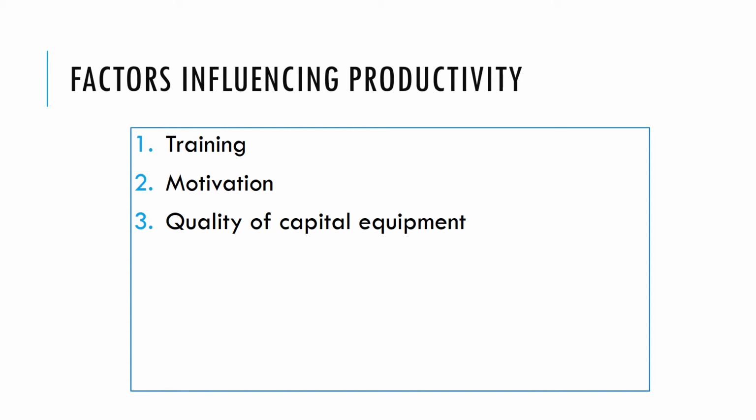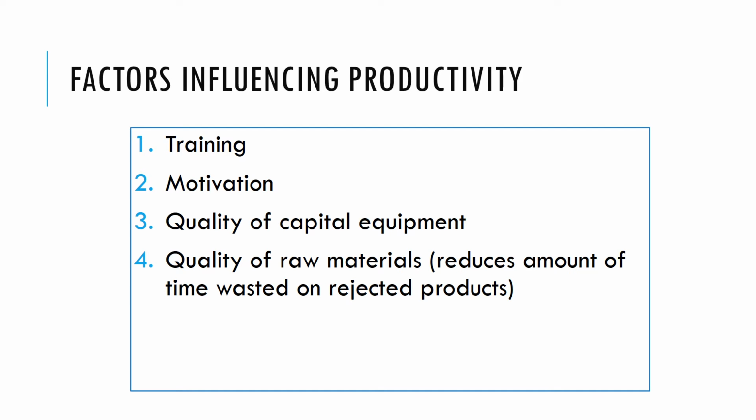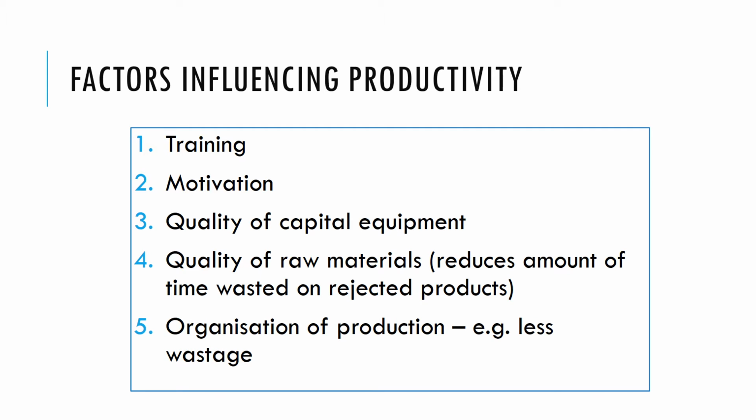The quality of the tools and machinery might have an impact on how much each worker can produce in a certain time period. Again, the quality of the raw materials that they're working with. So again, this might reduce the amount of time on wasted, rejected products, which has a negative impact on how much output each worker is producing. And finally, how the workforce is organized. So if it's a very efficient method of production, maybe using just-in-time or Kaizen techniques, then that organization of production will have an impact on how much each worker is able to produce over a certain time period.